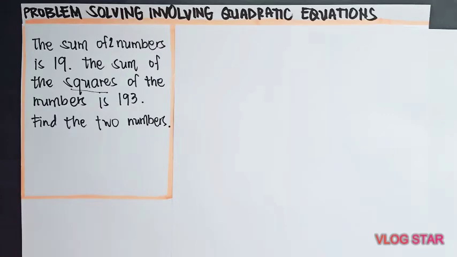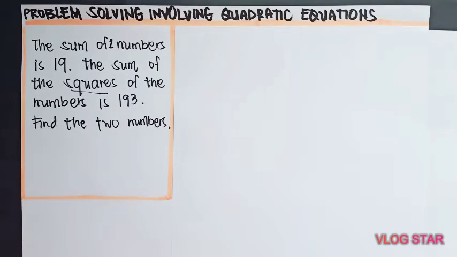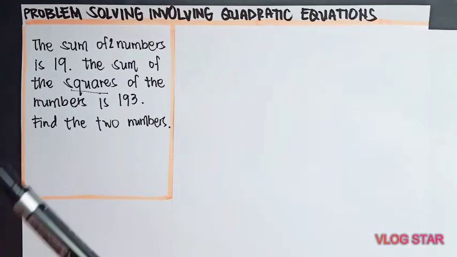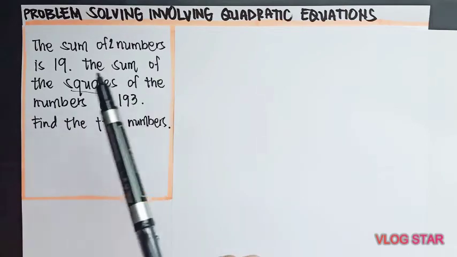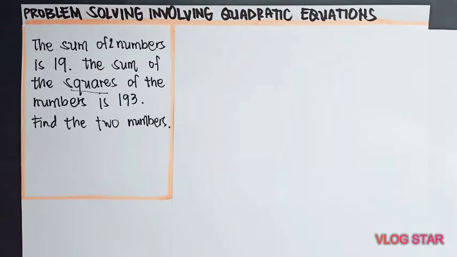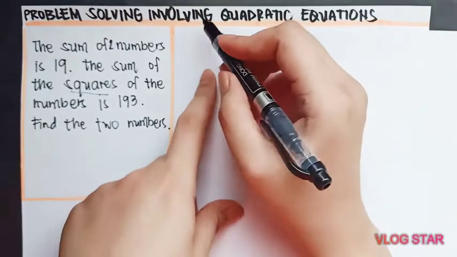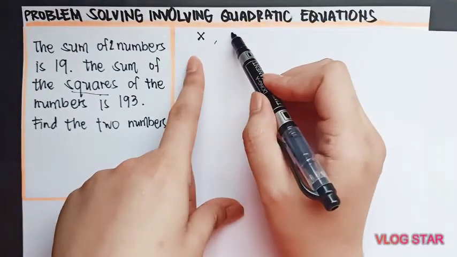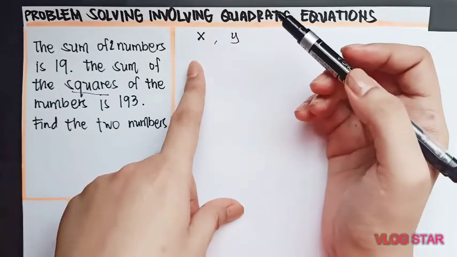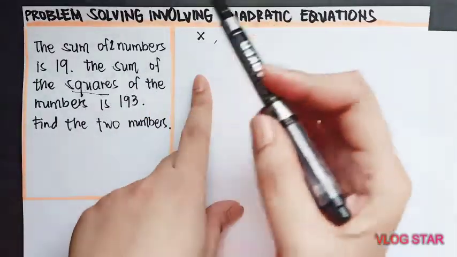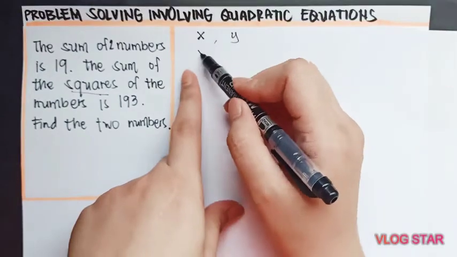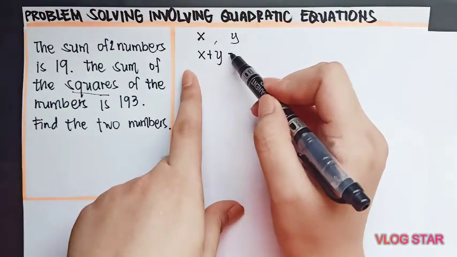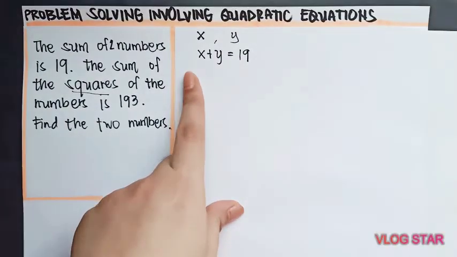So this problem is a number problem. So we are asked to identify the two numbers with the given conditions in the problem. So let's first have the first sentence. It says in here that the sum of two numbers is 19. So let us use x to represent the first number and y, the second number. So it says here on the first sentence that x plus y is equal to 19.